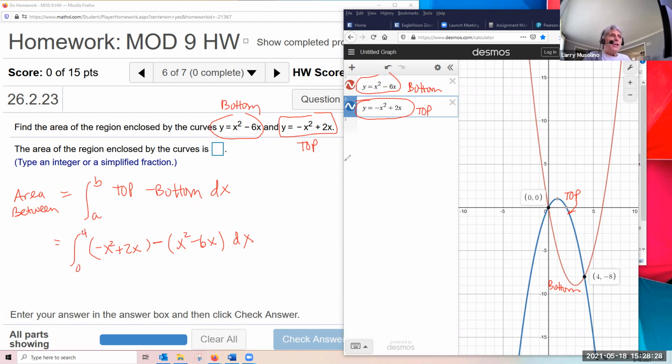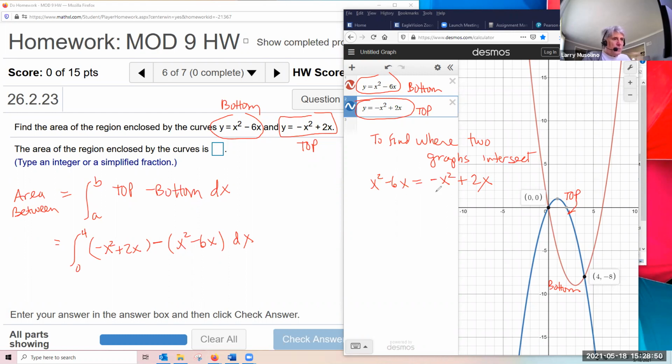I can also figure out where the two graphs intersect. To find where the two graphs intersect, I could do this algebraically. The way you do that is you just set the two functions equal to each other. So I could set x squared minus 6x equal to negative x squared plus 2x. That'll give me the x values where these two graphs intersect.